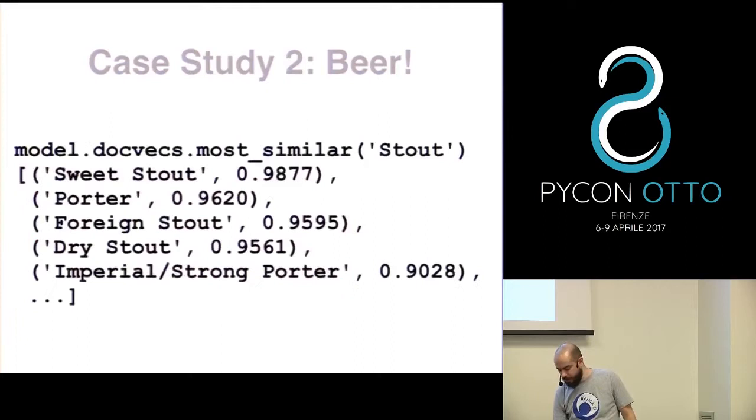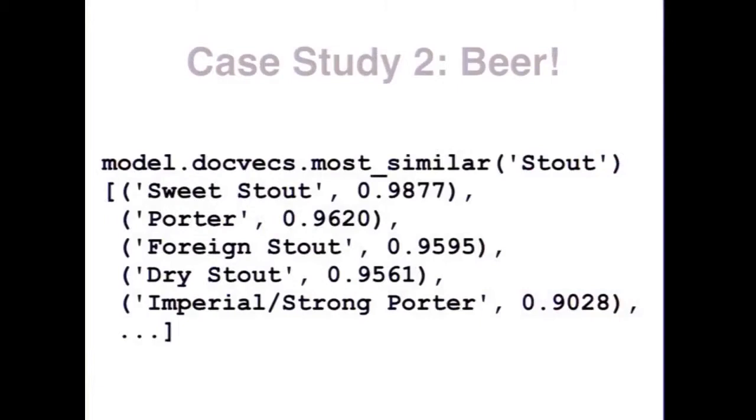model.docvecs. And we want to check out how the styles are considered similar. So stout is a style of beer, style of black beer. And the similar styles are all the kind of black beers here. So sweet stout, dry stout, porter. That's kind of what it is. So people describe different beers using words that are similar. And if you carry on with this list, you end up with other styles that are less similar, but they're still black. So there's a notion of color being captured.